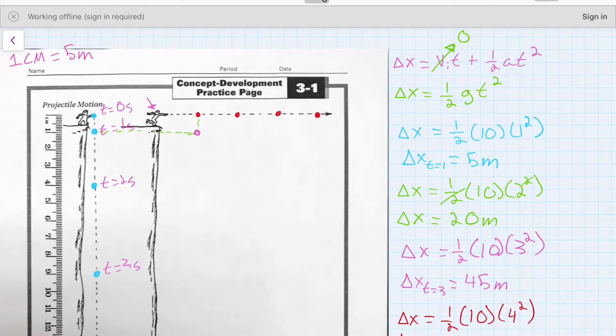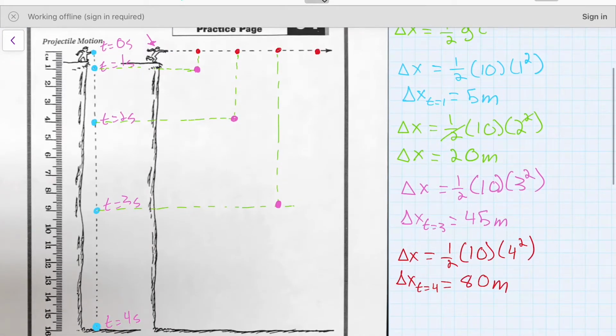First position would be right there. The next one would be right there, at 3 seconds. The position of the projectile would be right there. And then the last one, well, we know that it's going to hit the ground, so we actually need to follow it all the way down.